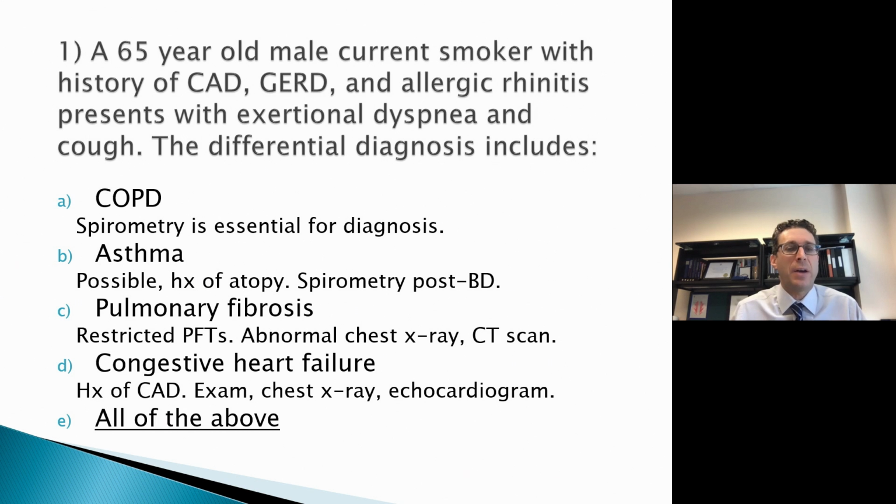Asthma, even in this age group, is definitely possible. This patient especially has a history of allergic rhinitis, and we may do spirometry pre and post bronchodilator to make the distinction between COPD and asthma in this patient. Pulmonary fibrosis also presents in this age group. PFTs would not show airflow obstruction, but would more likely show restriction, and we would find abnormal findings on chest X-ray and especially chest CT scan. And again, a patient with coronary disease of this age group is at risk for congestive heart failure, which we should be able to distinguish on physical exam and follow up with imaging studies such as chest X-ray and echocardiogram.